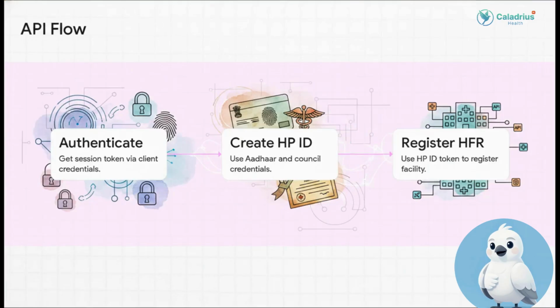Now, for IT teams integrating their hospital systems directly with ABDM via APIs, the programmatic sequence is effectively identical. Step 1 is authenticating the session token. Step 2 requires creating the HPID via Aadhaar and council credentials. And finally, Step 3 is registering the facility via the HFR APIs. The exact same sequencing dependency applies here too. An API call to register a facility simply won't process without first securing a valid HPID token.